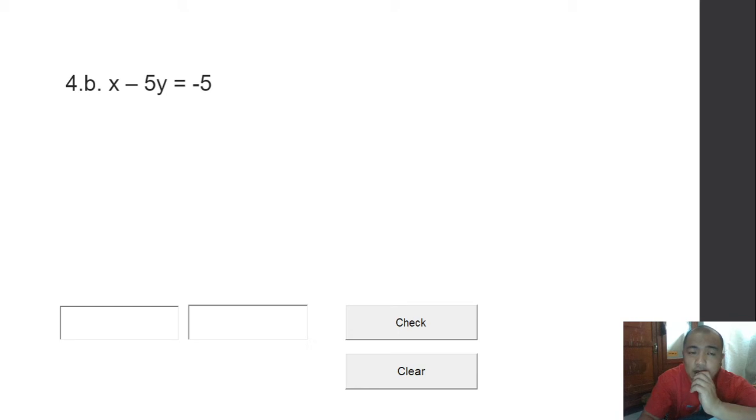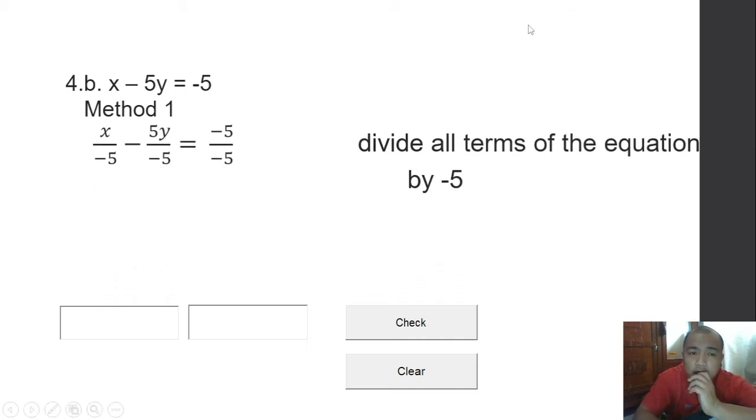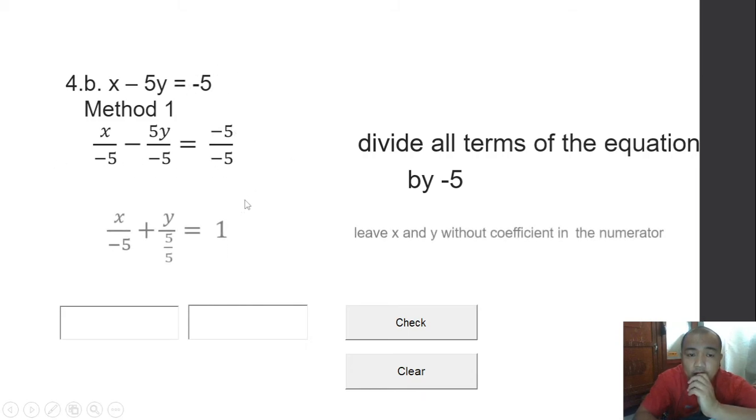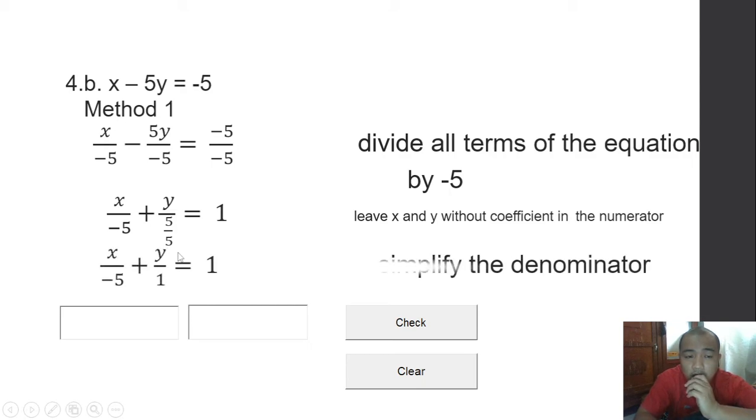Another example: given the equation of a line, find its x and y intercepts. Okay. Method 1, by using the intercept form of the equation of the line, make negative 5 equal to 1. So divide all terms by negative 5. So that becomes 1. x over negative 5 plus, it becomes plus, because negative times negative is positive. And then 5y over 5 means y equals 5 over 5, so that's equivalent to 1, right? x over negative 5 plus y over 1 equals 1. That is the intercept form of x minus 5y equals negative 5.